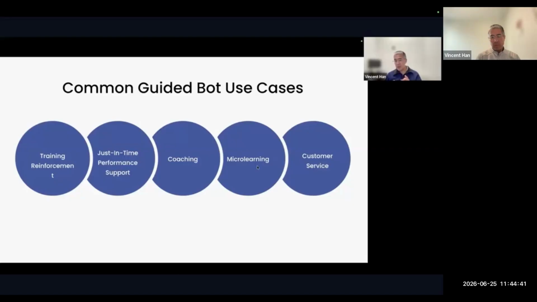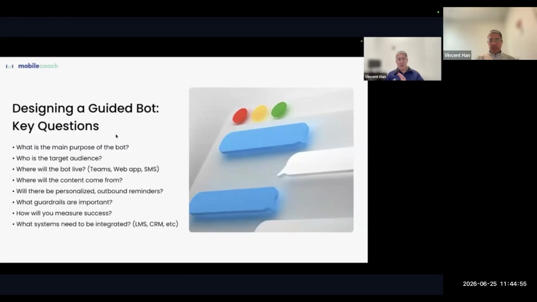We talked about micro-learning a little bit, and customers. A guided bot that's in lockstep alignment with company strategy, engaging with your customers, could really be a game changer. Please take a screenshot of this slide, which shows key questions when you're designing a guided bot as an organization. What kind of things do you need to answer to come up with your scope and your requirements? This is a great list. I've helped many organizations scope their bots to successful outcomes based on these questions.